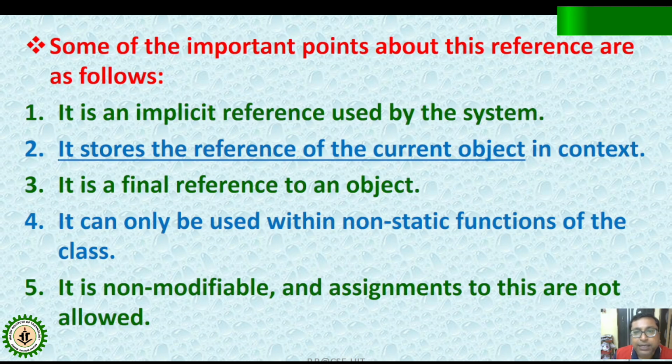It is an implicit reference used by the system. It stores the reference of the current object in context. It is a final reference to an object. It can only be used within non-static functions of the class. It is non-modifiable and assignments to this are not allowed. So these are the points about this keyword.